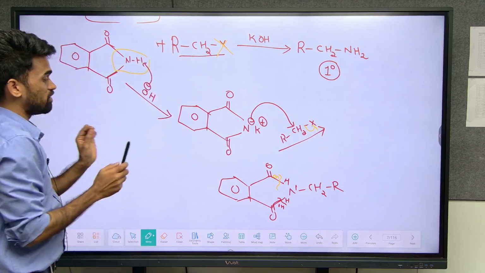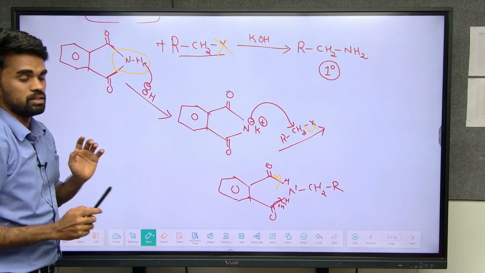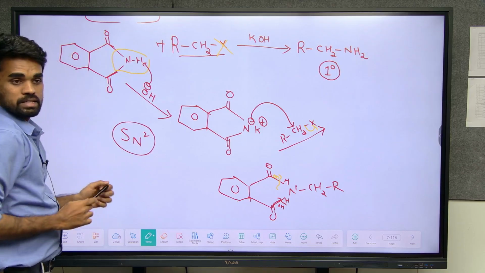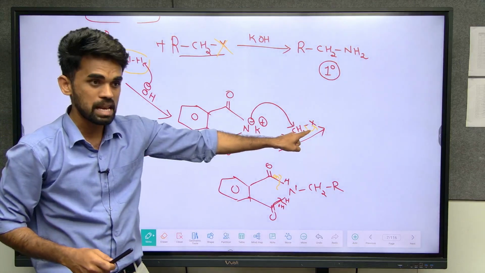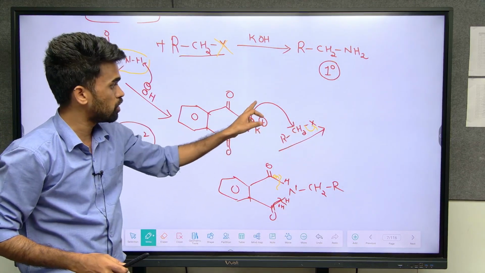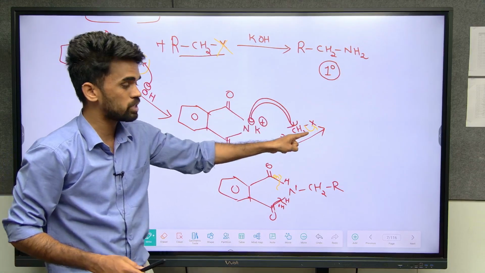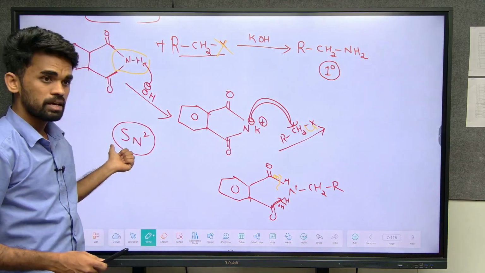Okay. Now they will ask what is the mechanism involved here. You should say it is the SN2 mechanism. What is the mechanism? SN2. See, a primary alkyl halide is involved. This is a nucleophile attacking here. So what is the mechanism? One nucleophile is substituting another nucleophile. What is that mechanism? SN2.